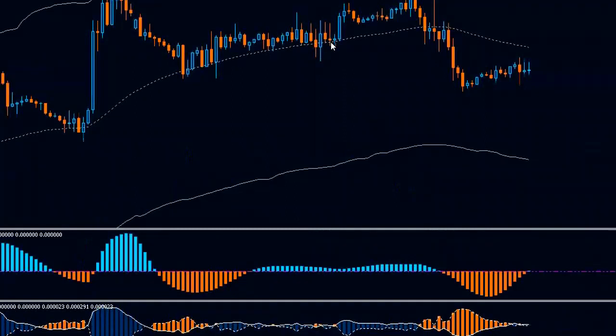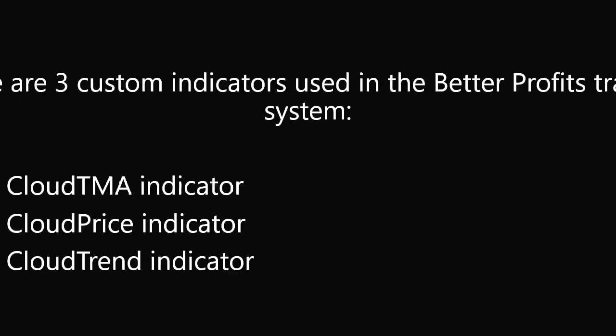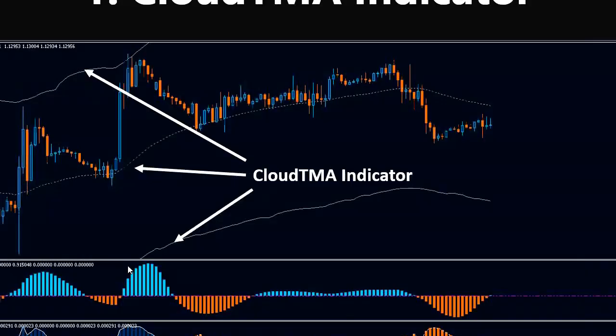Now, let's just bring up this image, which gives you a clearer picture of it. What you'll see on the upper chart are 3 lines, and these are the Cloud TMA indicator. I'll explain in depth about this shortly. Then we have the price cloud underneath it and the cloud trend at the bottom. These are all custom designed indicators, and let's cover them separately. Now, as I mentioned, it's the cloud TMA, the cloud price, and the cloud trend indicator.